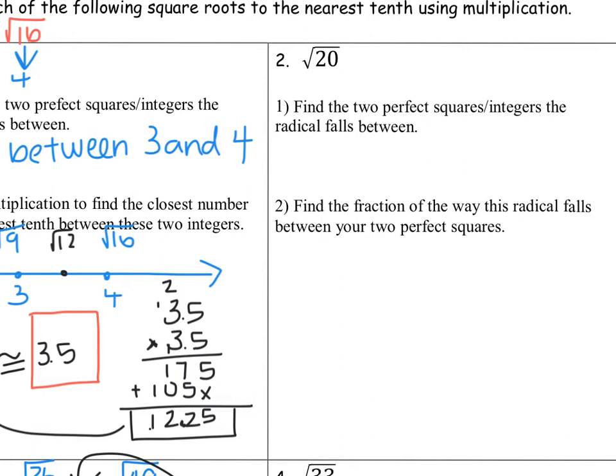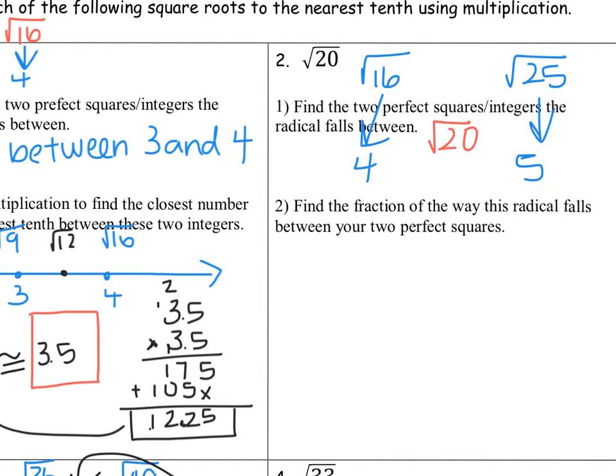And we know that the square root of 20 is between the square root of 16 and the square root of 25. The square root of 16 is 4, and the square root of 25 is 5. So that means the square root of 20 is somewhere in here. So we're going to make a number line again, and we're going to put 4 here, which is the square root of 16, and we're going to put 5 here, which is the square root of 25.